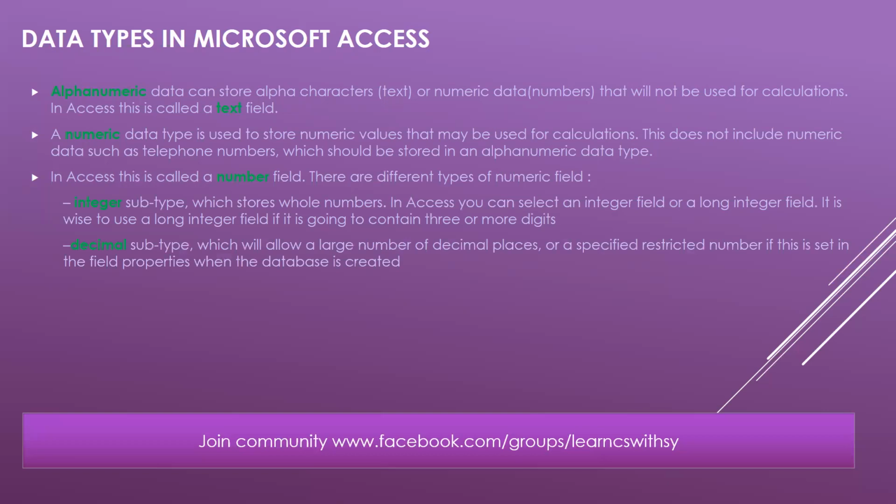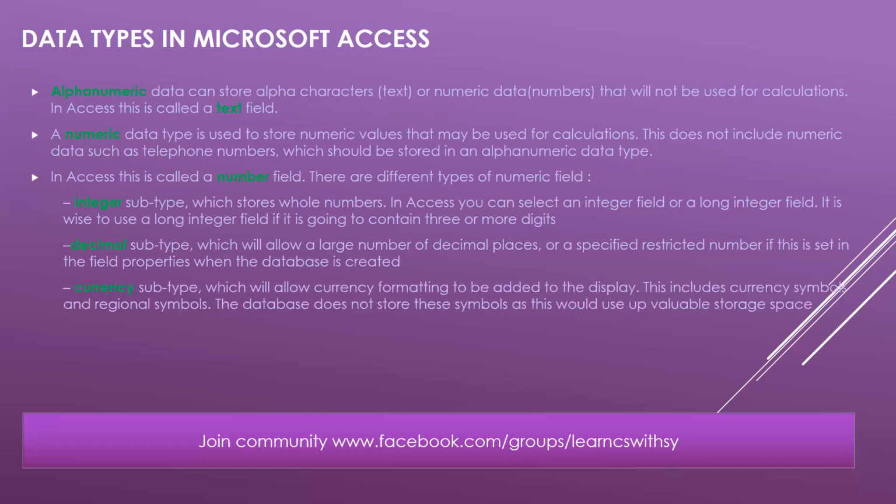The second one is decimal. In case you have to store a value like, for example, percentage, you will definitely select decimal. You are never going to use integer for that, so that it can store the decimal values as well. And you can set how many decimals you want the database to store. The third one is currency, and it is going to allow you to store the currency symbol also along with the value itself. For example, rupees or dollars or pound, whichever currency is set.